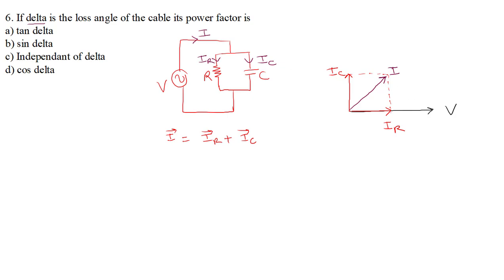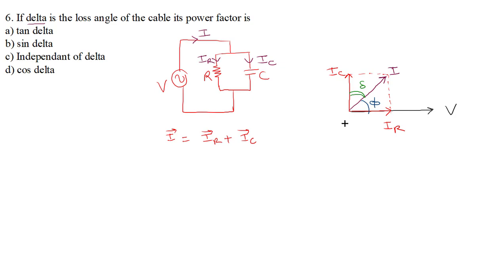Now we know that the angle between the supply voltage and current is phi, but they are asking in terms of delta. Now what is delta here? So delta is this angle. This particular angle is nothing but the delta, that is the loss angle of the cable.